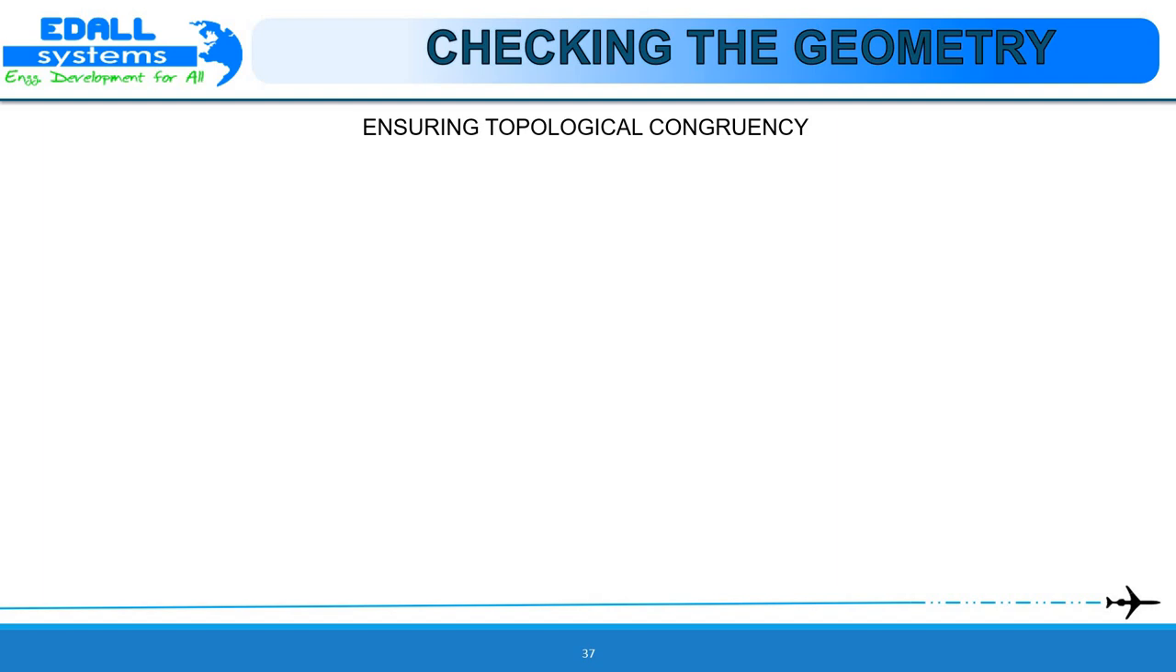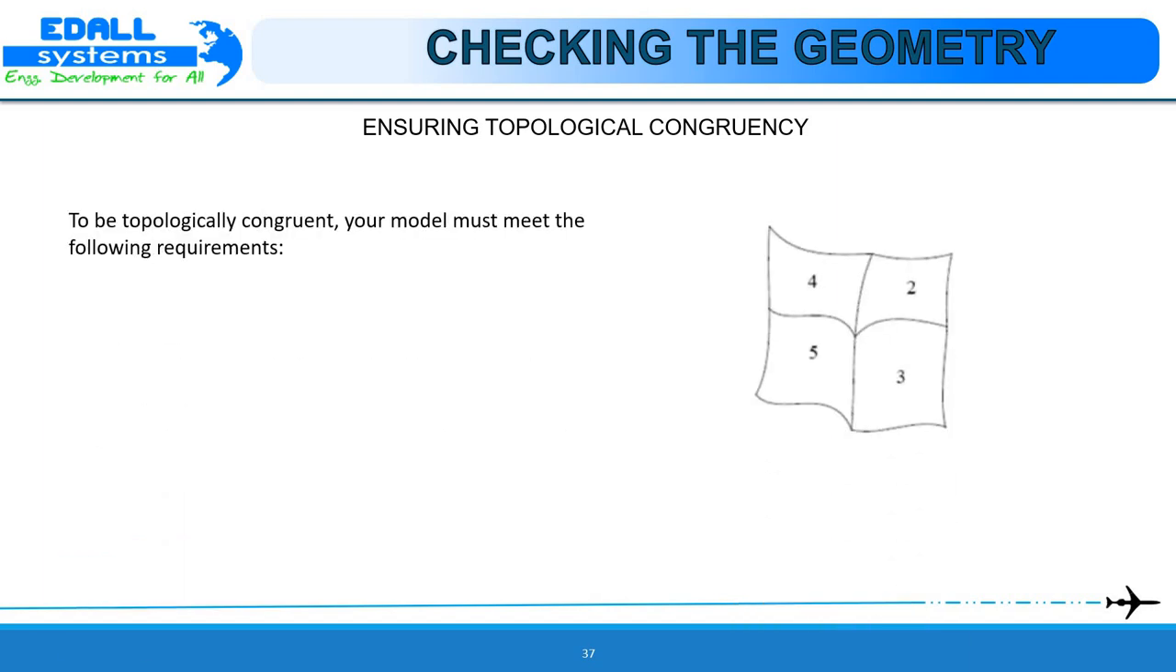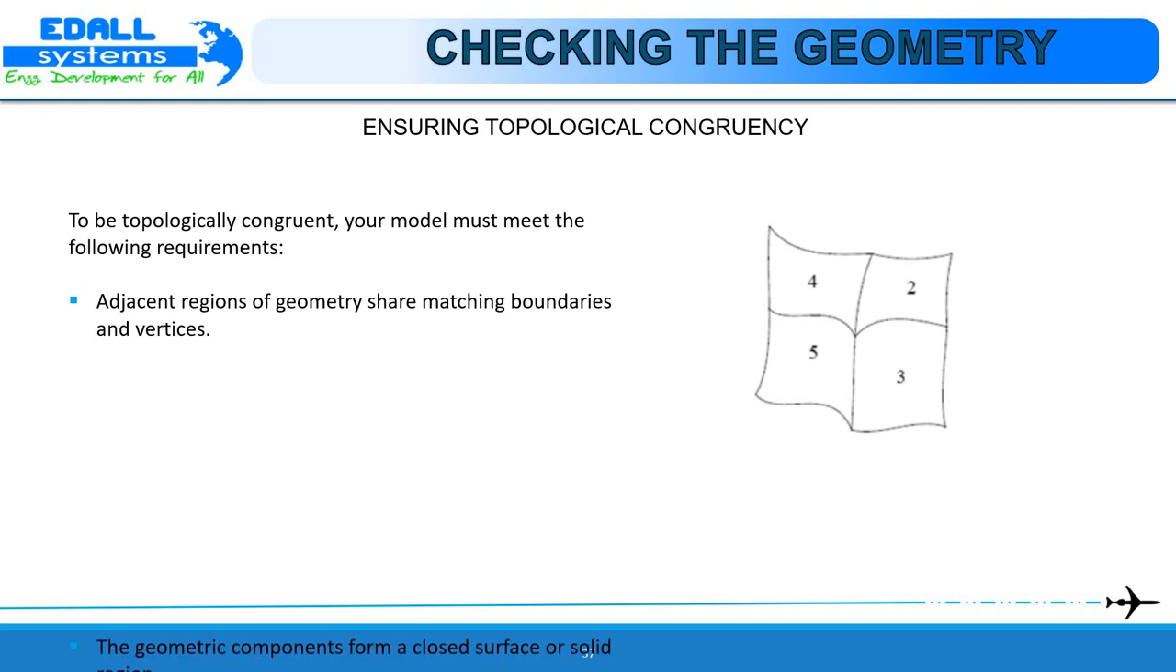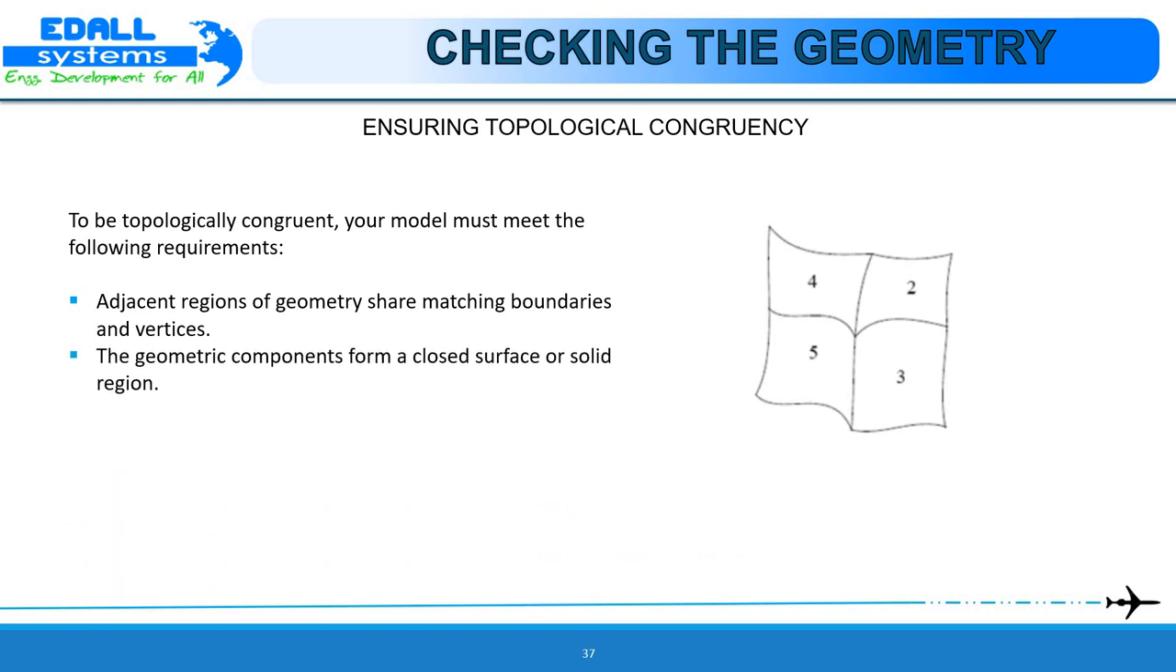Ensuring topological congruency. To be topologically congruent, your model must meet the following requirements. Adjacent regions of geometry share matching boundaries, the vertices. The geometric components form a closed surface or solid region. There is no overlapping between adjacent regions.